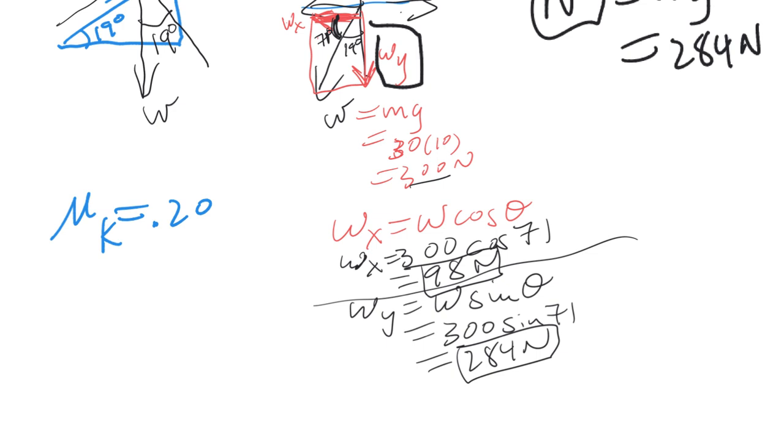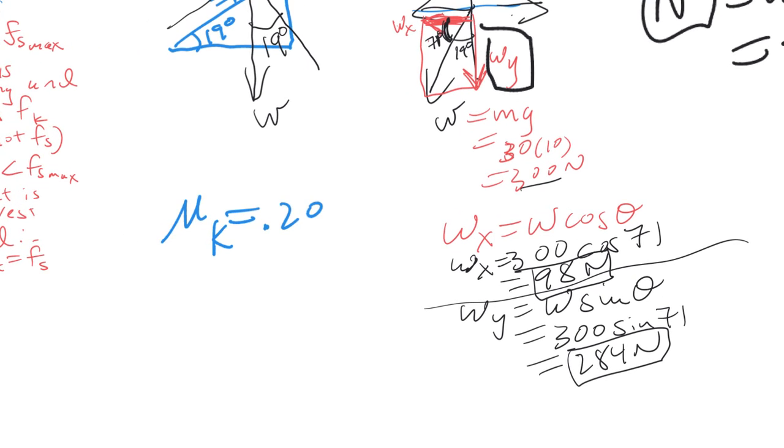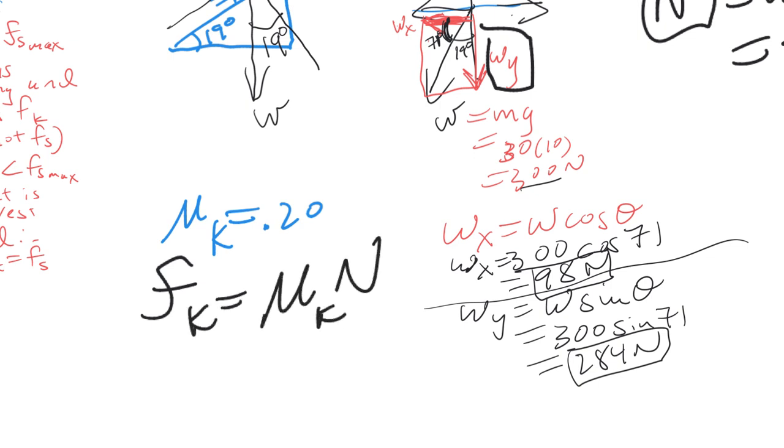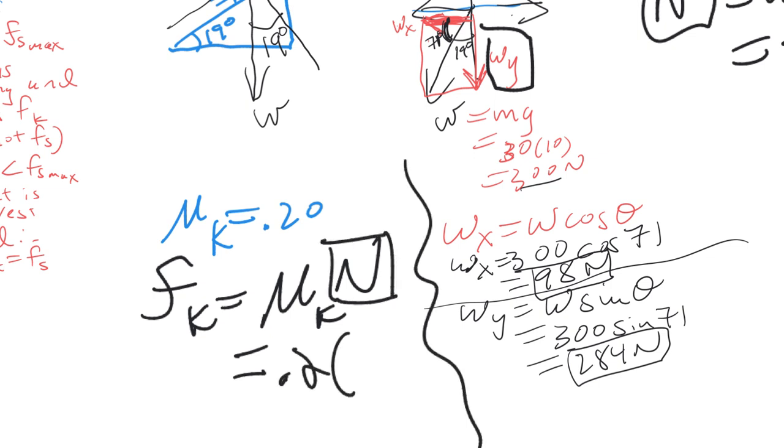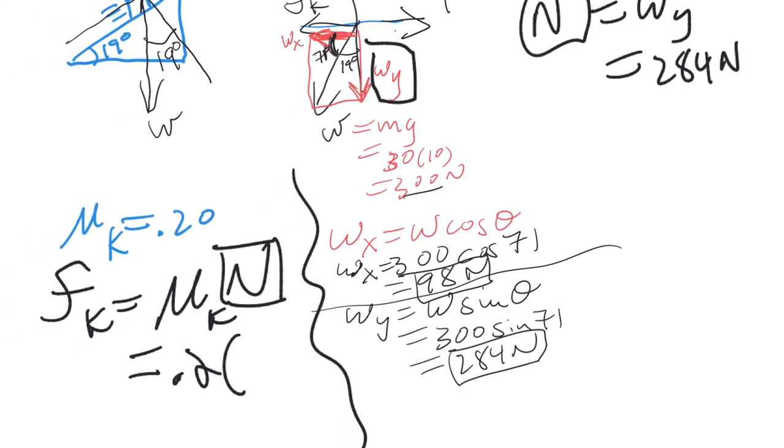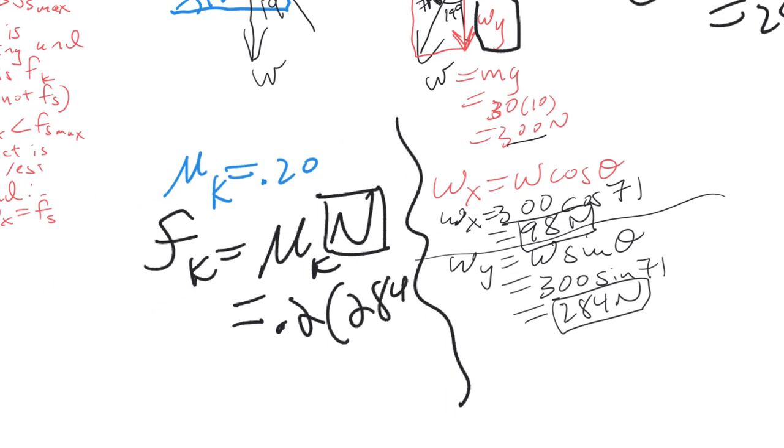So the friction, they gave me the coefficient of kinetic friction. So kinetic friction is mu times N if you use the kinetic coefficient. So this would be 0.2 times that normal force that we just found. Normal force is 284. So the friction is going to be 56.8. So 57 newtons.